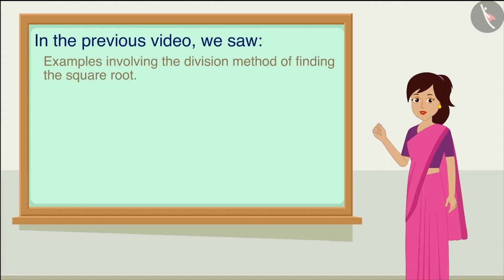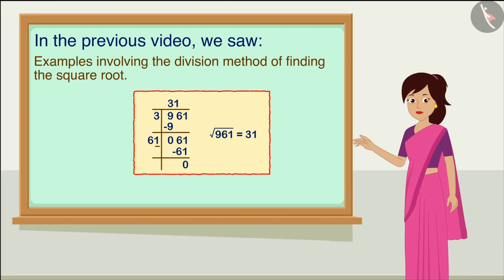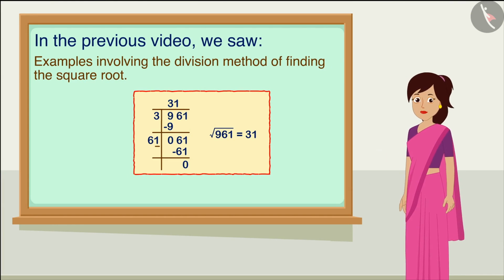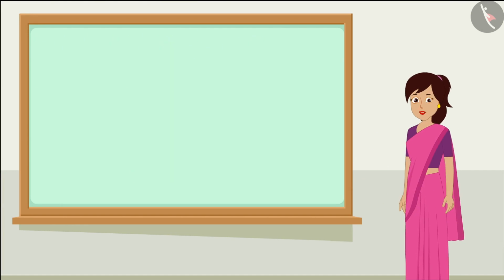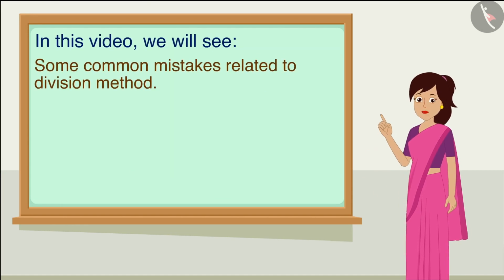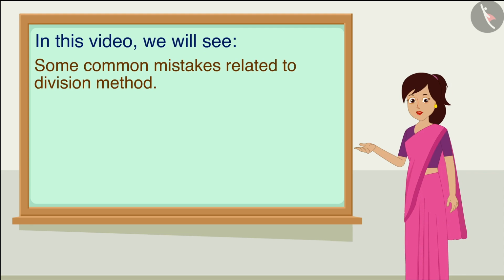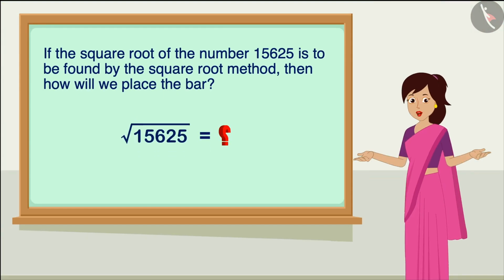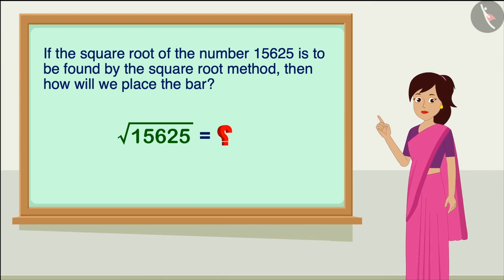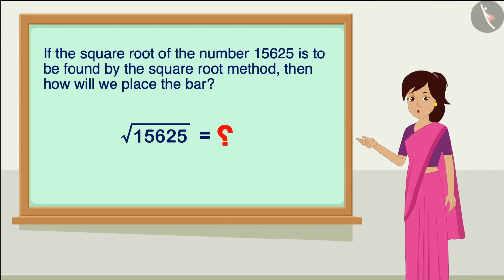Friends, welcome to this video. In the previous video, we saw examples of finding the square root using the division method. In this video, we will see some common mistakes associated with it. A teacher asked his students to find out the square root of the number 15,625 using the division method.